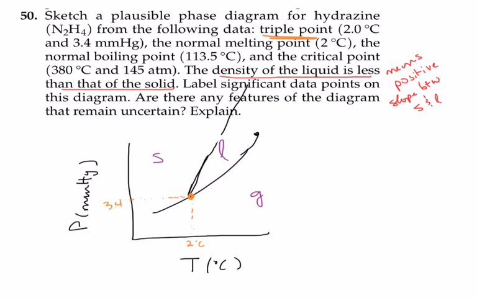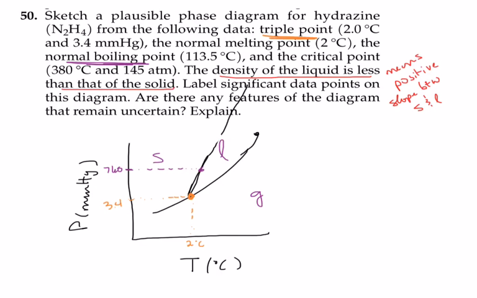Then I went ahead and put the triple point in. It gives coordinates of 2 degrees Celsius and 3.4 millimeters of mercury. Do you want us to change that to ATMs? See, that's a good point. I'll leave that up to you. It seems like you might want to, but I noticed that they go back and forth. Yeah. The normal boiling point temperature.